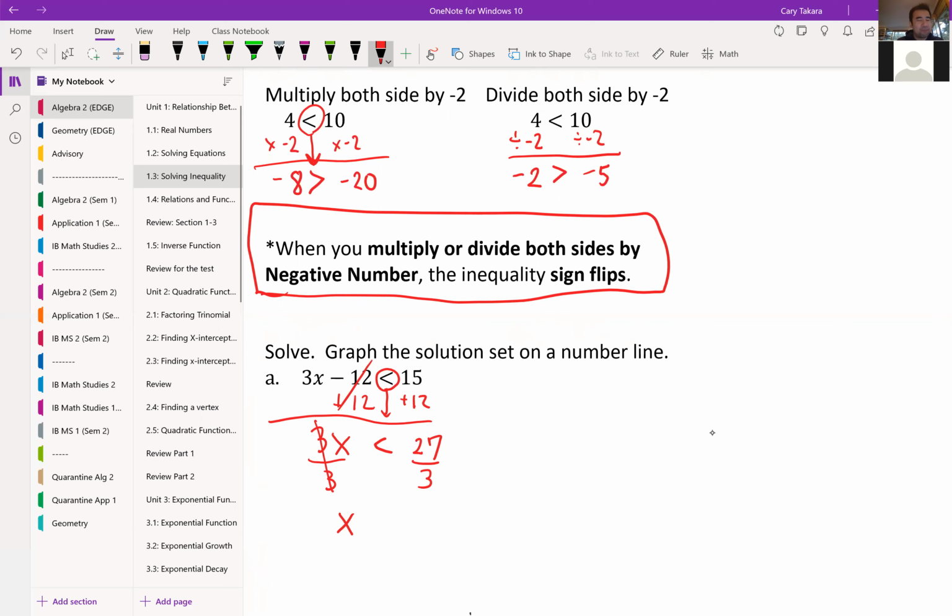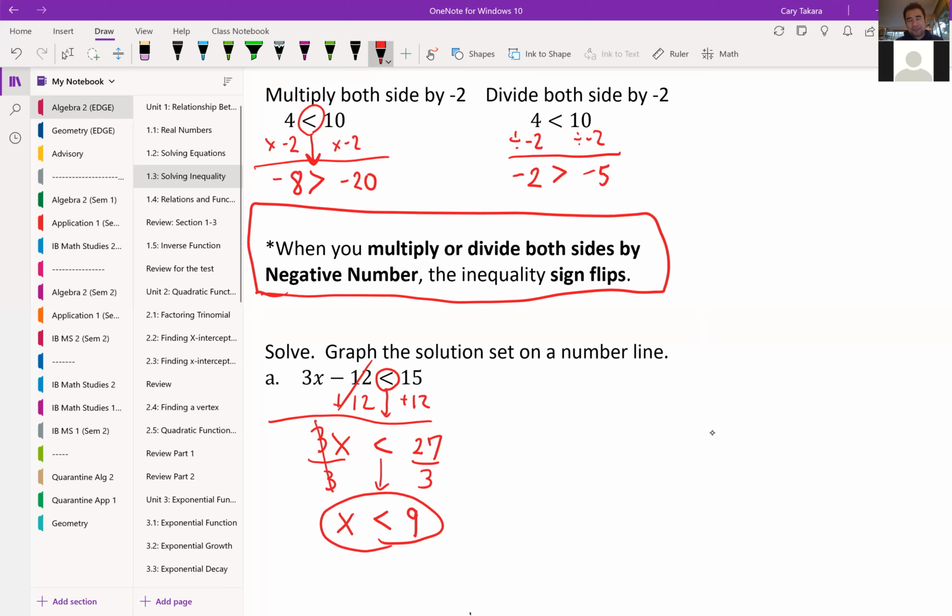These are all examples as notes. These are not the assignment. But I hope you are taking the notes. And what's 27 divided by 3? 9. And again, the inequality still stays the same. It's still less than because you divided by positive 3.